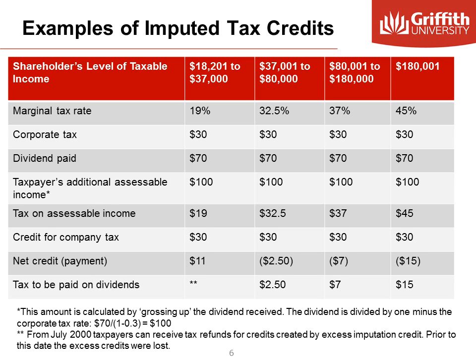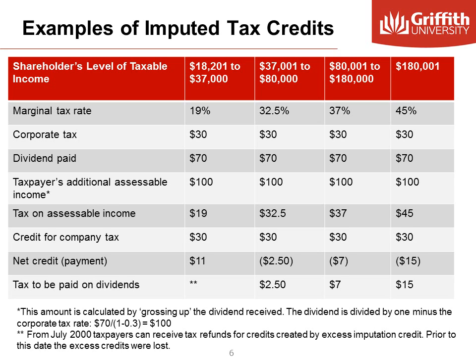These are some examples of how the imputation system works on various levels of taxable income and their associated marginal tax rate. As we said, for every $7 in dividend received, the shareholder gets $3 in credit. So in our case, if the dividend received is 70, let's look at column 1, the tax credit is $30.